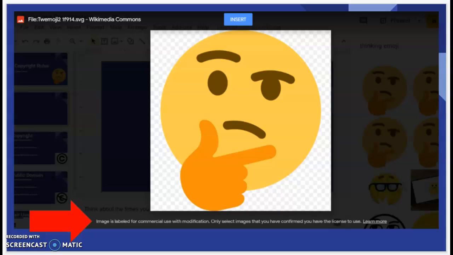For example, let's say you want to use this image. Google Slides' image search function includes information about each image's source and usability. This image comes from Wikimedia Commons, and it's labeled for commercial use with modification, meaning it can be used and changed, right? Not yet. You still need to verify the work's original source to confirm its usability.